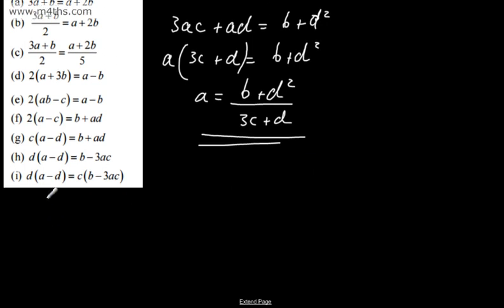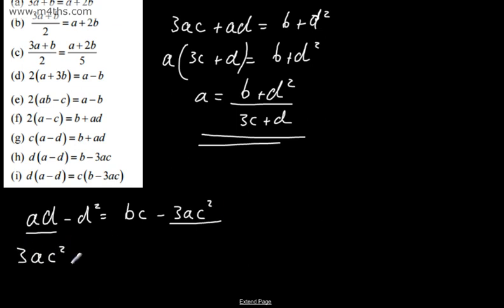Okay, let's just do the last one. a multiplied by d, minus d squared, is equal to bc minus 3ac squared. Terms in a: I'll add this one on, so 3ac squared plus ad is equal to bc plus d squared.